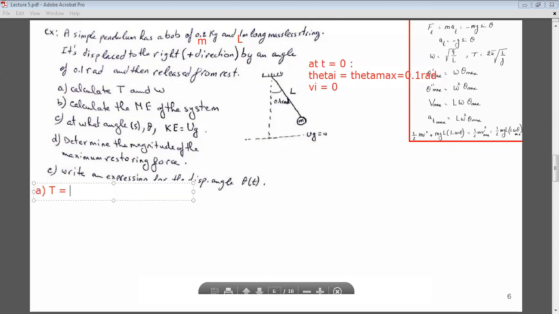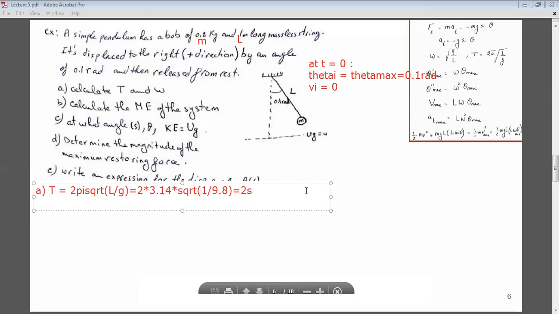calculate T. What is the formula for T? Over here, I summarized all the formulas. So it is 2 pi square root L over G. If they don't give me G equal 10, then I have to use G equal 9.8. So this is equal to 2 times pi, which is 3.14, times square root of L, which is 1, over 9.8. And I get the answer for this to be 2 seconds.